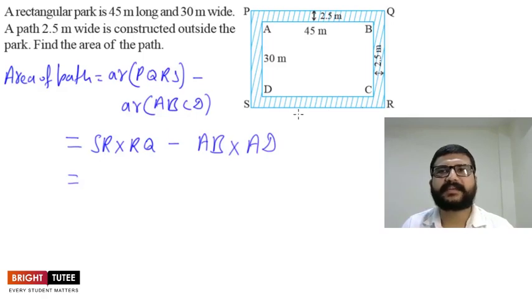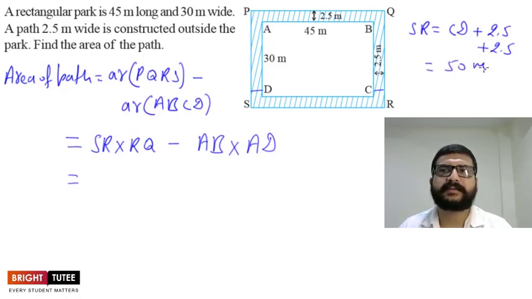Now what will SR be equal to? As we can see here, CD is 45 meters and this width is 2.5 meters. So SR will be equal to CD plus 2.5 plus 2.5. We can write it here, SR is equal to CD plus 2.5 plus 2.5. Now this will be equal to 45 plus 5, and that is 50 meters. So SR is 50 meters, so it will be 50 into RQ.